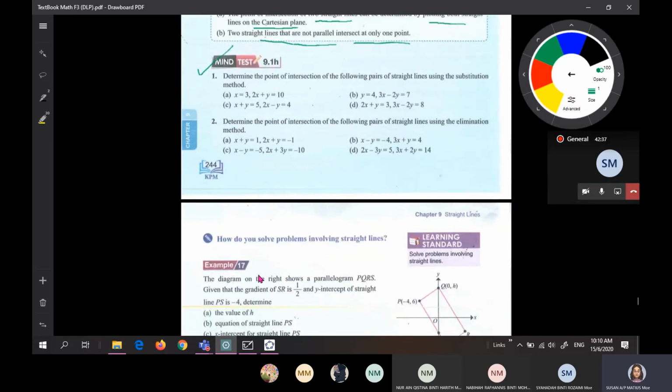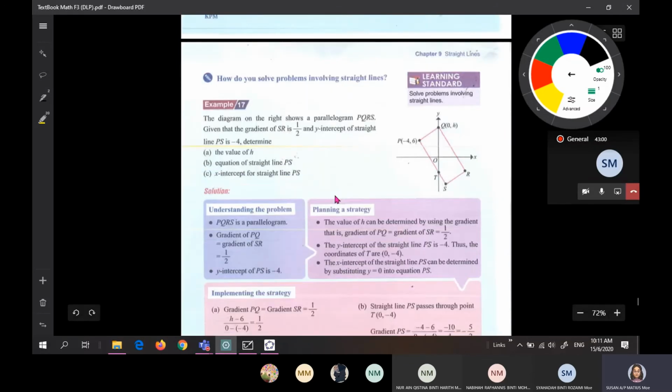This is just to remind yourself on how to do it, right? So question 1a and question 1b. You are not using graphs here. You are going to use the substitution and elimination method. This is just a recap of what you have done in Form 1.